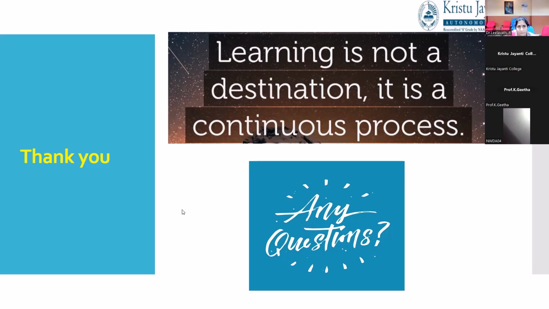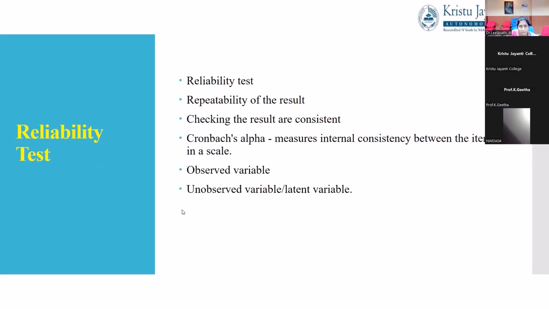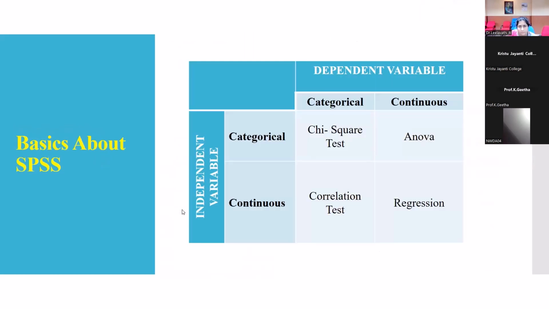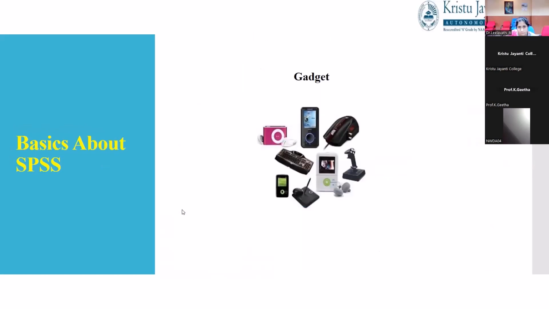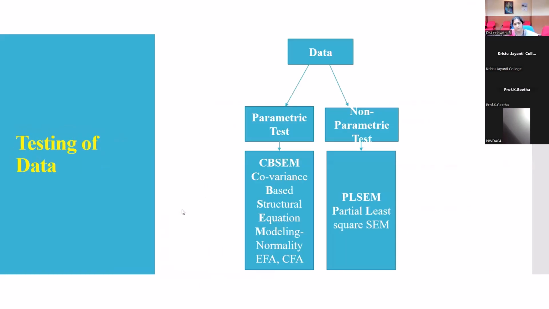Can you explain once again CBSEM? I didn't follow it. That is covariance based structural equation modeling. Before going for this test, should we run the exploratory factor analysis, and for what purpose would we do the structural equation modeling?